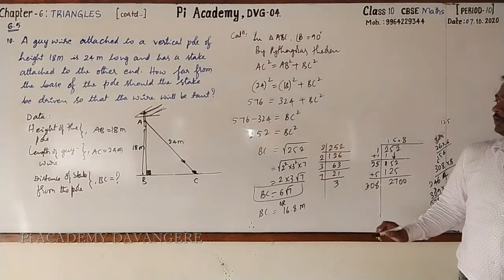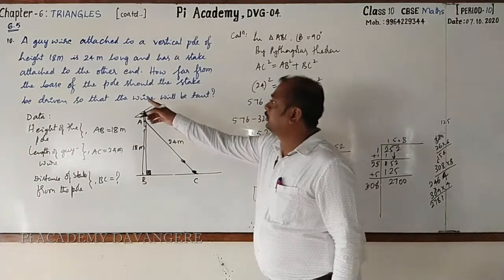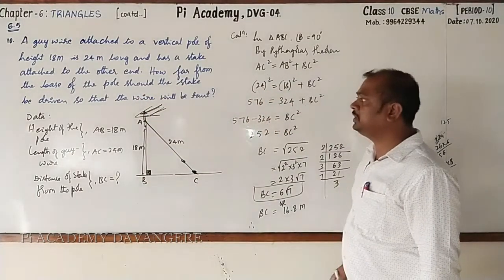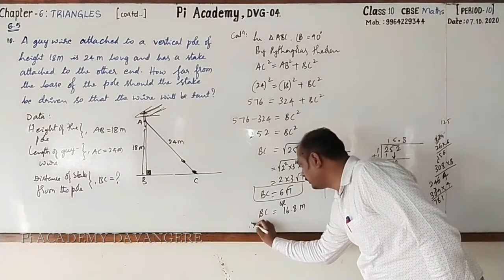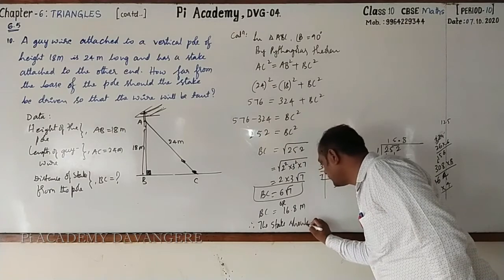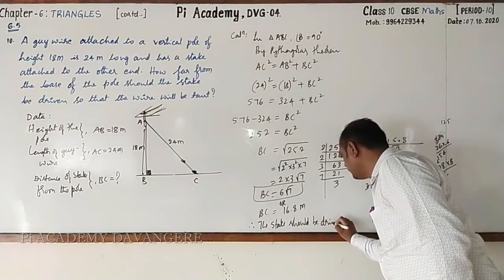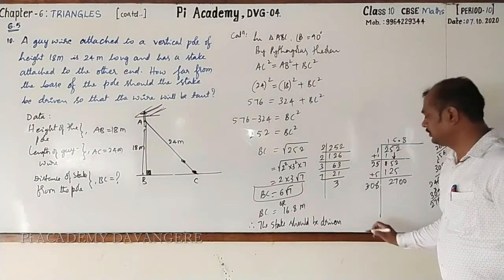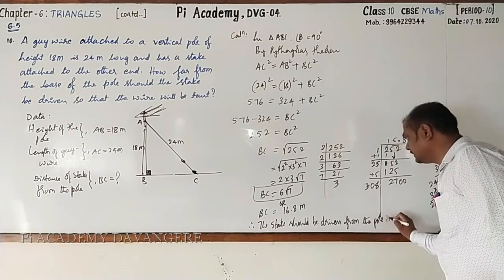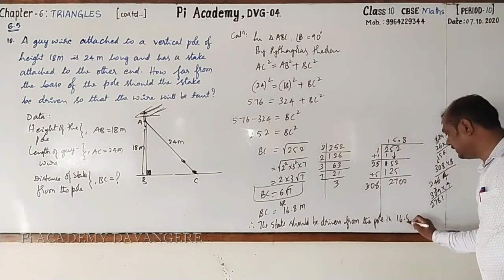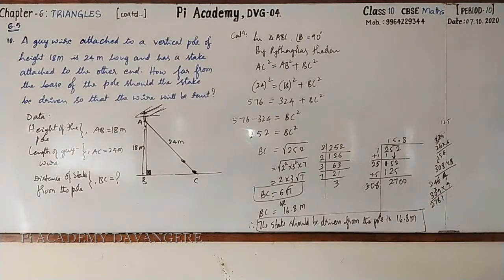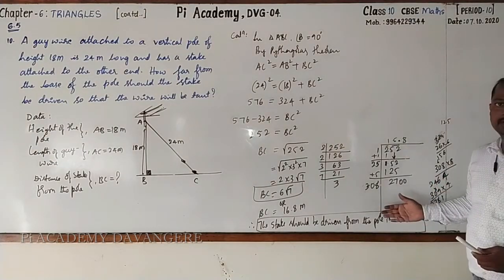Conclusion. Therefore, how far from the base of the pole should the stake be driven? So here I'll write: Therefore, the stake should be driven from the pole 16.8 meter. Hope that you have understood. Now please go for copying this.